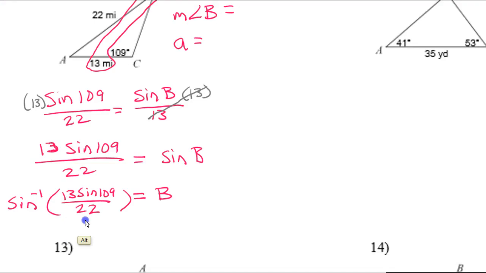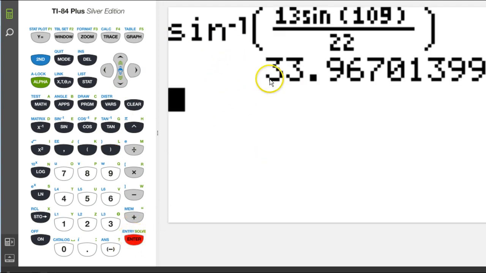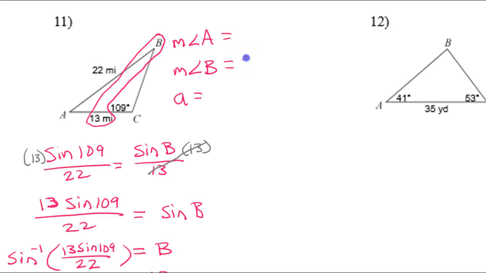My memory is horrible, so I'm going to check to be sure. So now I've got the inverse sine of all this. So this should give me the angle. So the angle is 33.96 degrees. So if I round to the nearest tenth, this would be 34.0. So the measure of angle B is approximately 34.0 degrees.